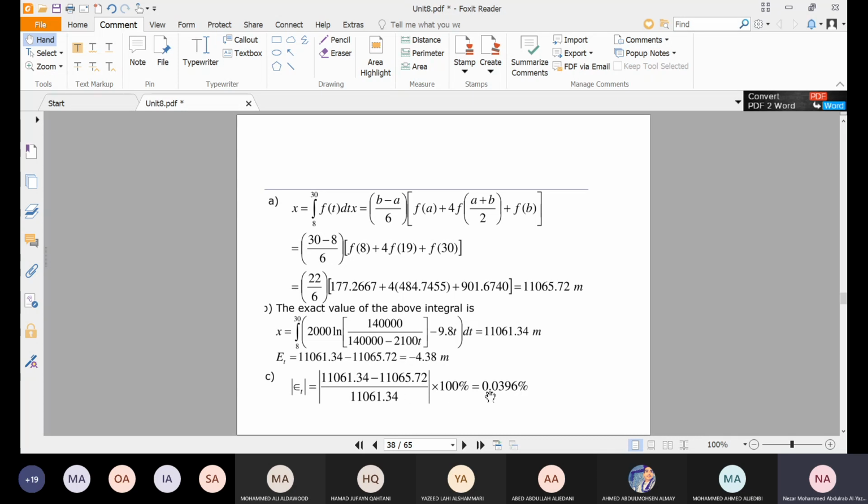You can see that when we use the trapezoidal rule, the percentage relative error is 7.3%. And if we compare this with the Simpson rule, it is 0.0396%. So here we can see how much we can enhance the accuracy just by adding one extra point. This extra point is the midpoint between both.